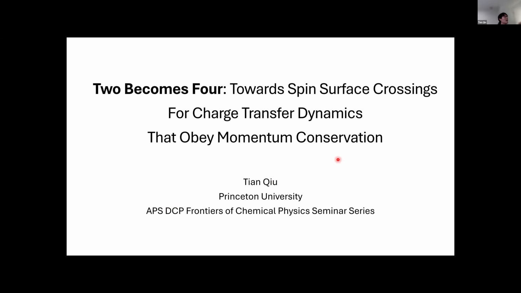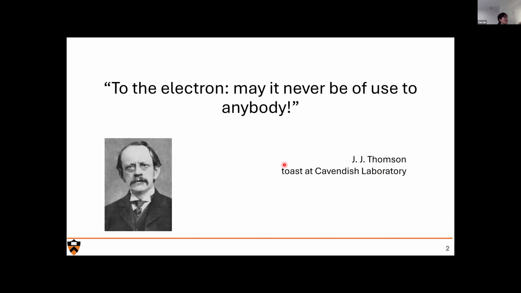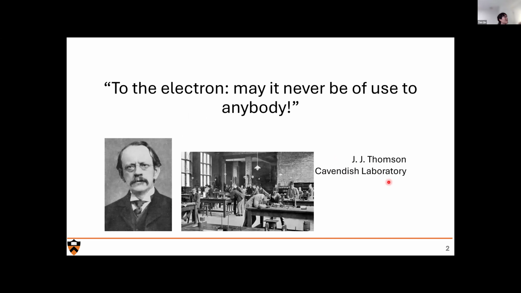It's my honor to be here to introduce our recent work on the charge transfer dynamics and spin-resolved potential energy surfaces. So in the late 19th century, when Thomson first discovered the electron, he made a toast at the Cavendish Lab that says, "To the electron, may it never be of use to anybody," presumably joking about this newly discovered abstract concept of the electron appearing to have no apparent application at that time.